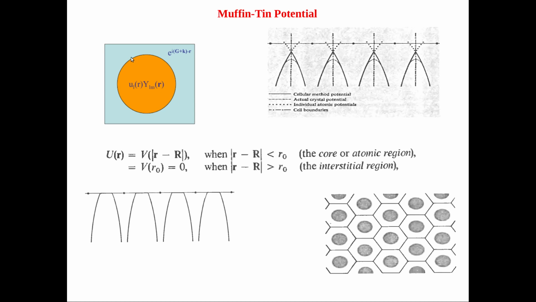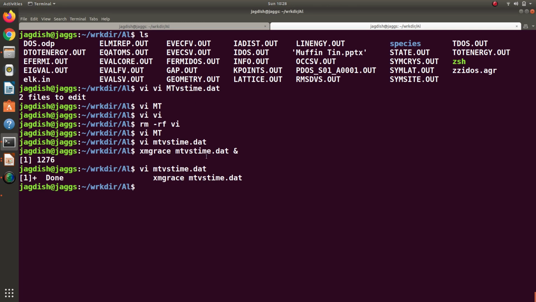So I hope this video has cleared some important doubts related to what is muffin tin potential, what is the interstitial density of state, how does interstitial density of state depend upon the volume of the muffin tin sphere. What you can do yourself is you can try plotting PDOS files along with the IDOS and try to see the variation, and this will give you a good idea of how the PDOS and IDOS depend upon the muffin tin sphere volume. So well, that's it for today.